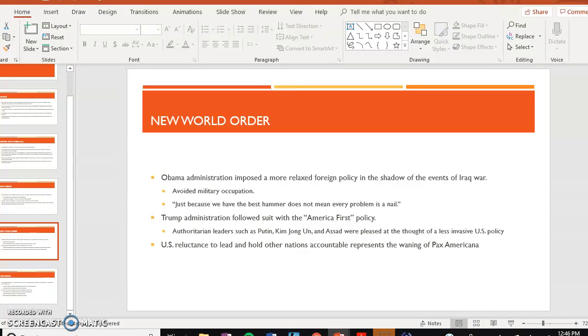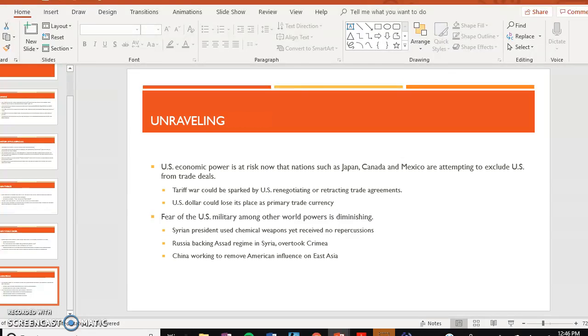But this U.S. reluctance to lead and hold other nations accountable represents the waning of Pax Americana. This is not the same ideals that Pax Americana was started with. So now we see the unraveling in that the U.S. economic power is greatly at risk now that nations such as Japan, Canada, and Mexico are trying to exclude the U.S. from trade deals. They're trying to get their economy boosting without the U.S. involved. And so if the U.S. ever decided to renegotiate or retract former trade agreements, this could start a tariff war, which would be very dangerous.